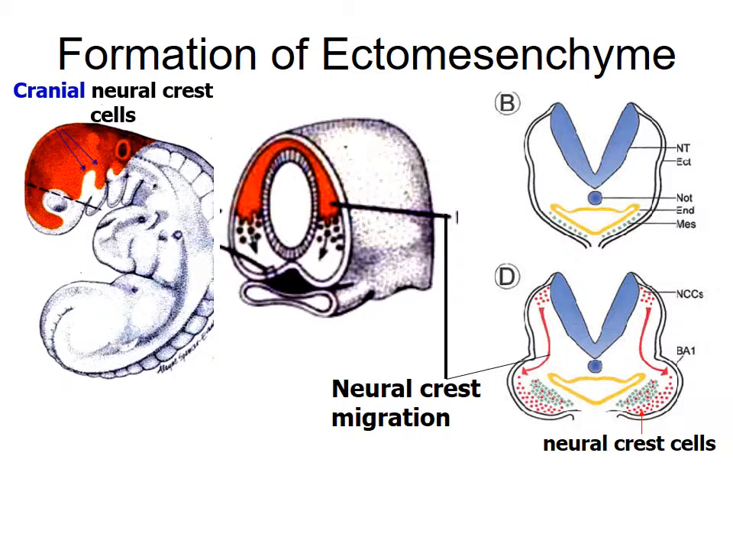Then we will see how these ectomesenchymal cells are formed. During cranial neural tube formation, these cranial neural crest cells are derived from cranial ectoderm. And these neural crest cells migrate into the primitive oral cavity region and mix with the mesenchymal cells.